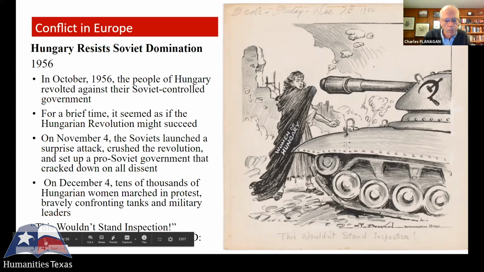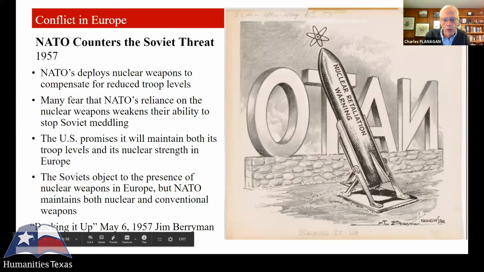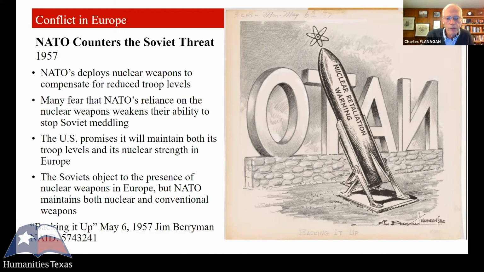And so it's a real point, because should the US have gotten involved in the Hungarian Revolution and supporting the Hungarian Revolution? Well, it sounds like a good idea, but the problem is dramatized in this cartoon from just the next year. NATO relied upon nuclear weapons. And so because of that, the Soviets have a tremendous advantage in conventional forces because they're right there and their numbers of forces are so great.